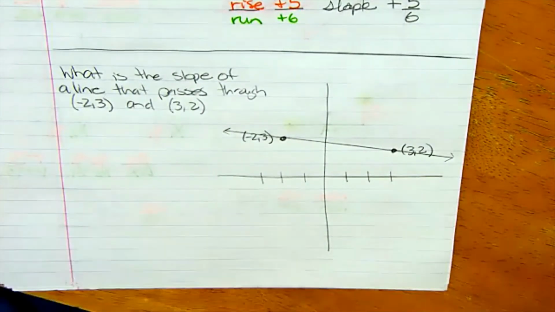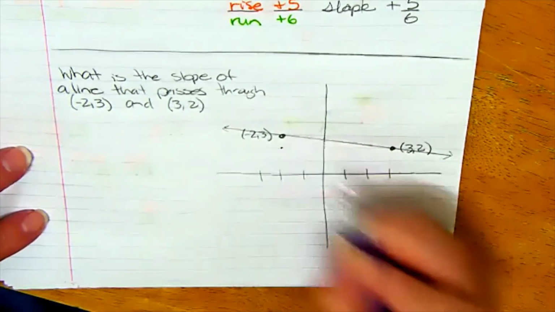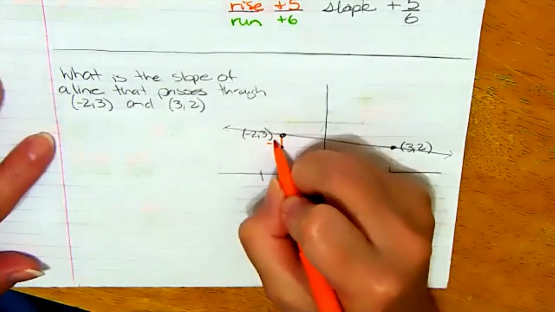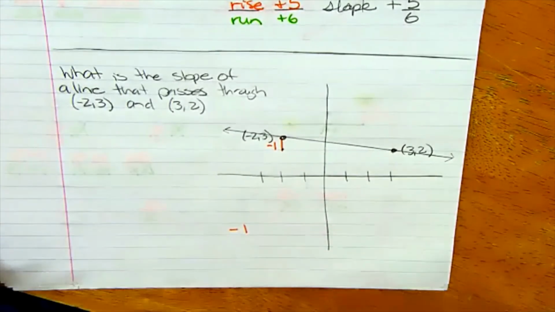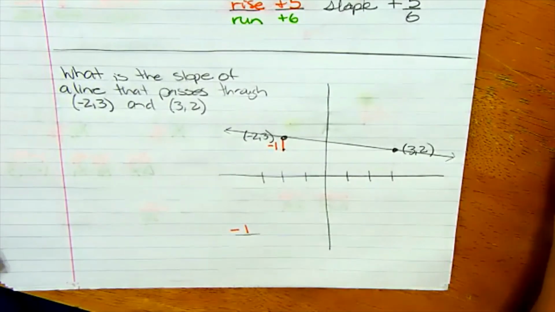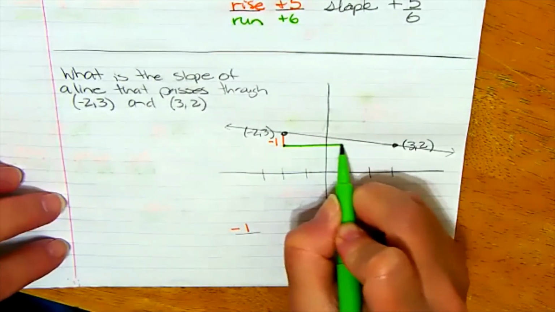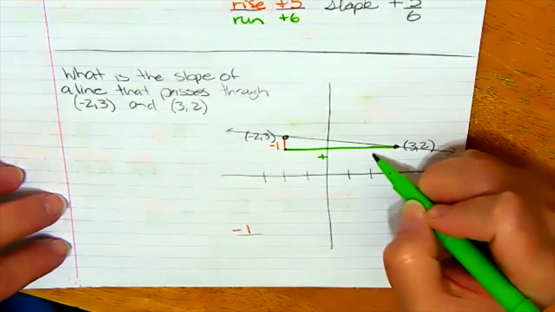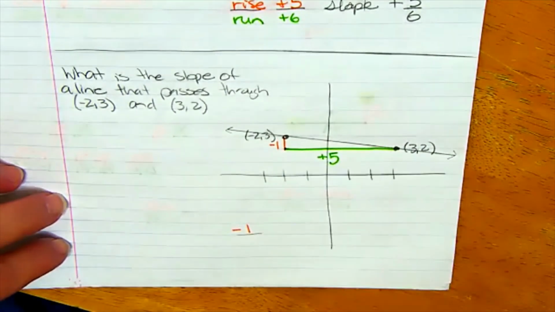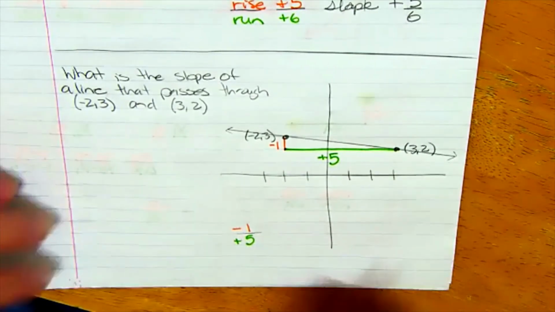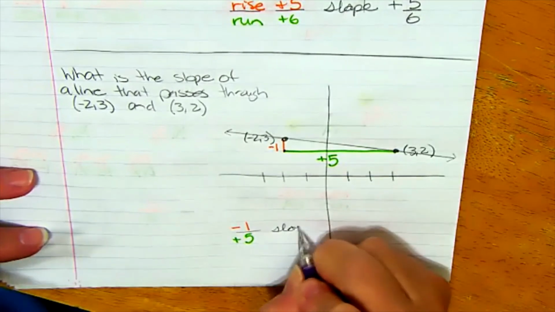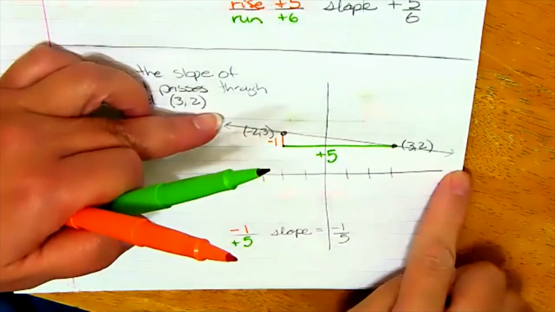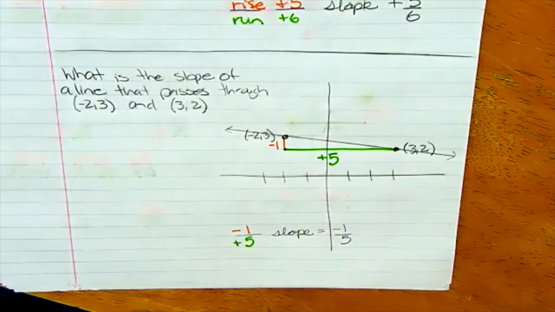So I'm going to go rise over run. And where these 2 points come together is right here. So my rise, I'm going down, which is -1. So my rise is -1. My run is to the right, which is positive, and I went to the right 1, 2, 3, 4, 5. So my run is +5. So this is telling me that my slope is -1/5. And that looks to be true because the slope is going down. That is a negative slope.